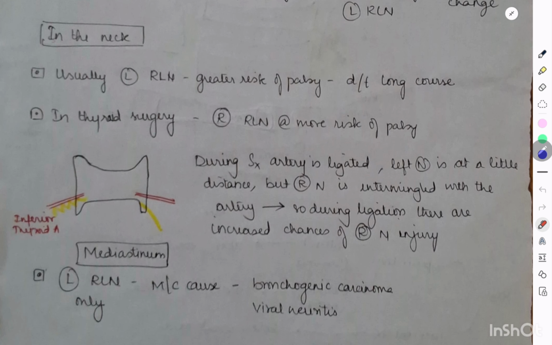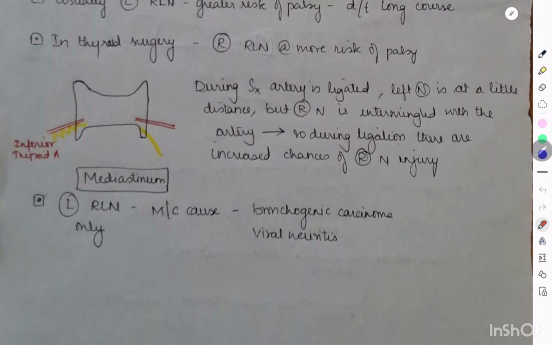Now if you see the neck proper, there is a chance of left recurrent laryngeal nerve palsy, a greater risk, because it has a longer course. It has to come down through the clavicle and then wind around the arch of aorta. So it has a greater risk of palsy. But in thyroid surgery, the right recurrent laryngeal nerve is more at risk. Why? Because it intermingles with the inferior thyroid artery during the surgery. So there are more chances of right recurrent laryngeal nerve palsy in thyroid surgery.